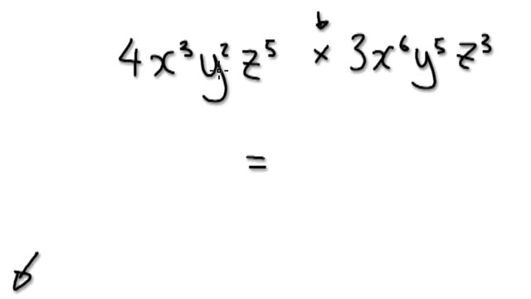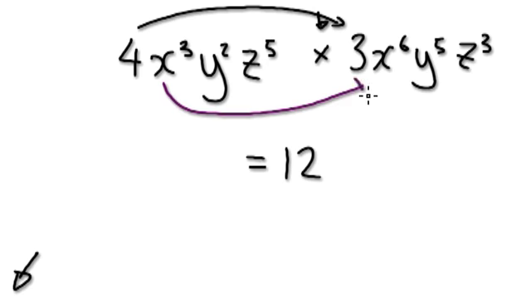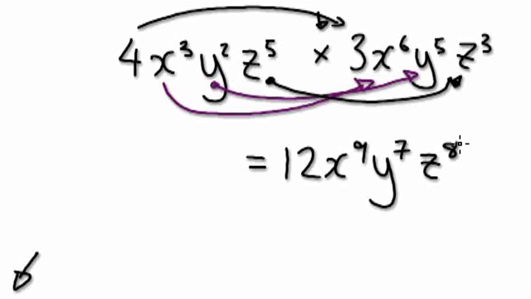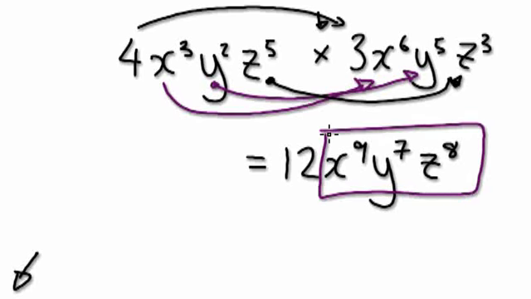So here, times, you don't really care. So 4 times 3, which is 12, and then the x we times with the x over here, so that would be x to the power of 9, and then the y here, y squared times y to the power of 5, so that would be y to the power of 7. Z to the power of 5 times z to the power of 3, that would be z to the power of 8. Okay, so now this is your new entity.